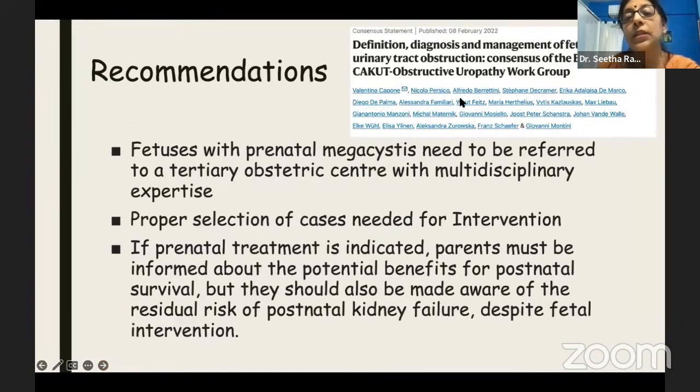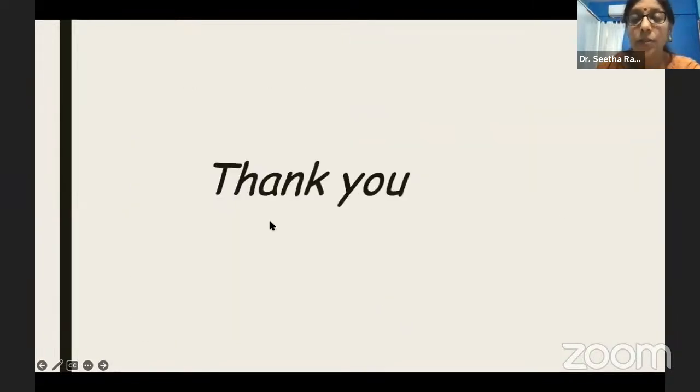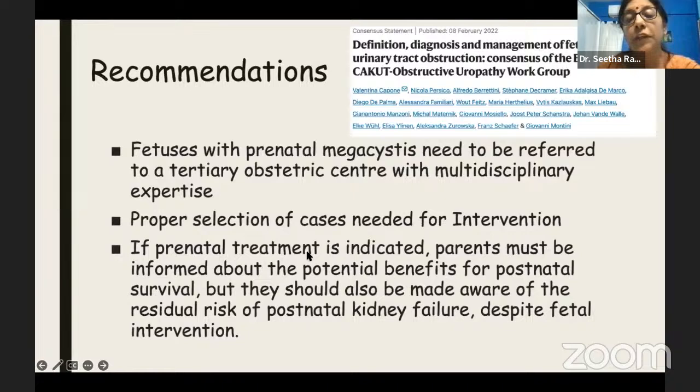But whatever it is, this is the Obstructive Uropathy work group. They have come up with recommendations regarding how you diagnose, how you differentiate, and what the adverse outcome features are. But whatever it is, fetuses with prenatal megacystis need to be referred to a tertiary obstetric center. And proper selection of cases is very, very important for intervention. Even if prenatal treatment is indicated and done, parents must be informed about the potential benefits for postnatal survival. They should also be made aware of the risk of postnatal kidney failure despite fetal intervention.